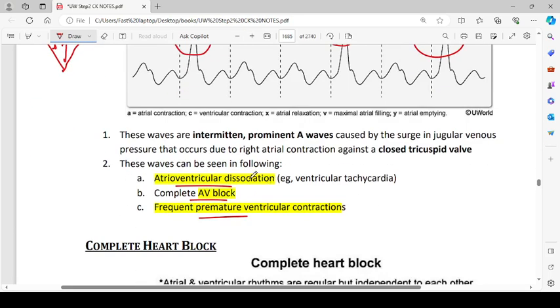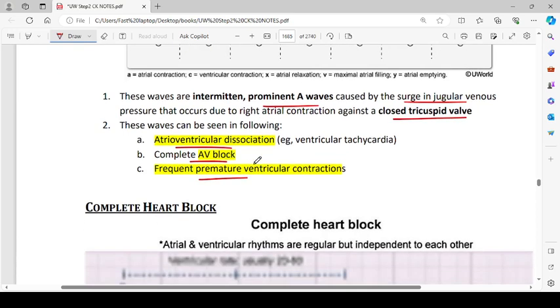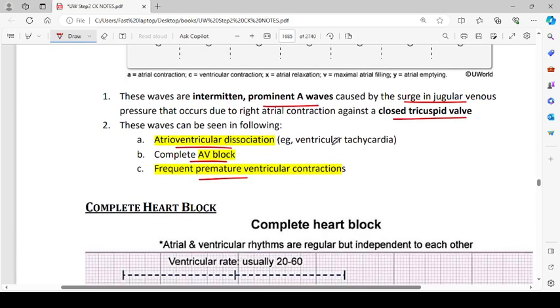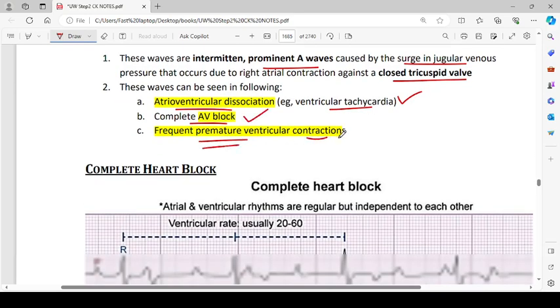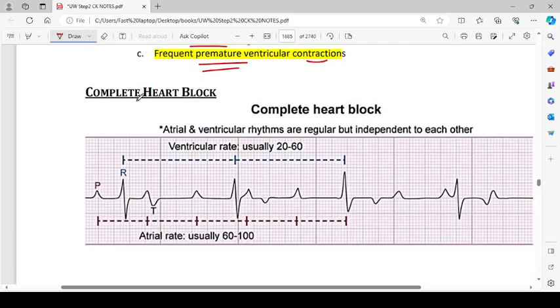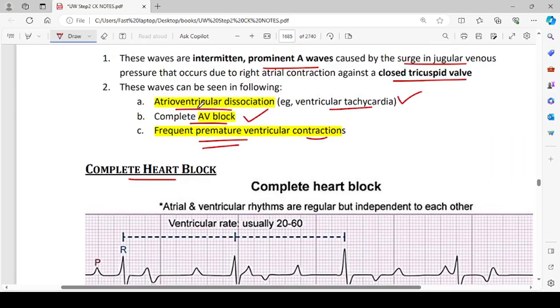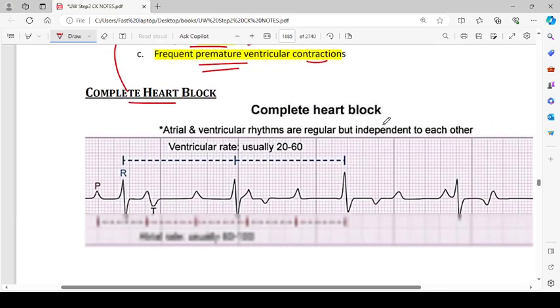These waveforms are intermittent, prominent A waves caused by the surge in the jugular venous pressure that occurs due to the right atrial contraction against a closed tricuspid valve. These waves can be seen in atrioventricular dissociation like ventricular tachycardia, complete AV block, and frequent premature ventricular contractions. Now, complete heart block is an example of AV dissociation.